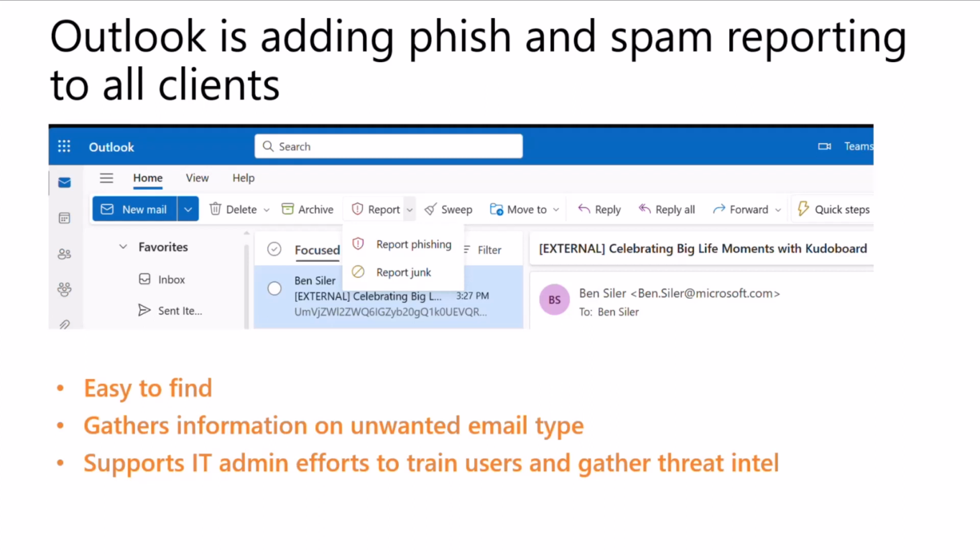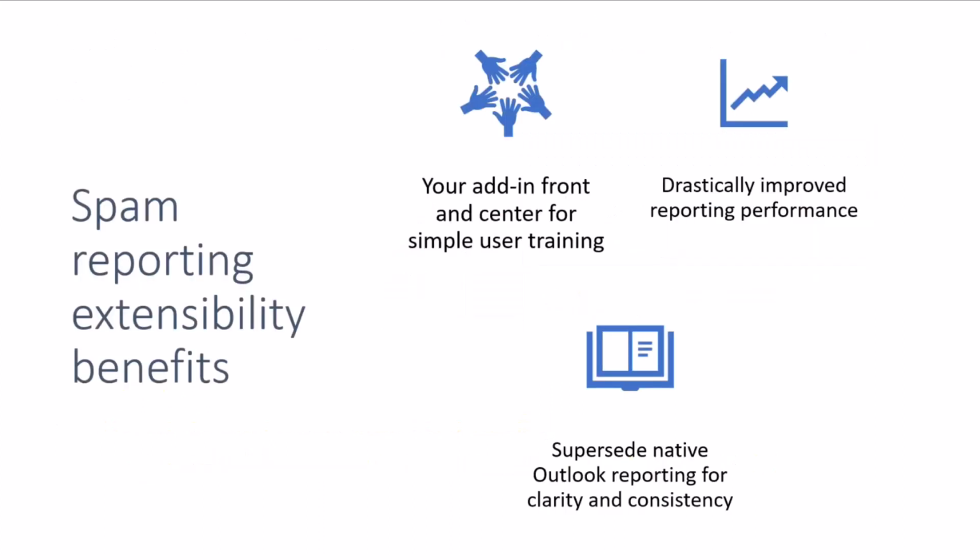However, this is not really a conversation about first-party native features. It's about what we can do for you. So let's talk about what we can do with spam reporting extensibility. The main concept here is that the IT admins are very consistent that they need to train their users, and to do that, they need a UX element that is front and center. So one of the big value adds here is that your add-in is front and center for users to report spam and phishing, similar to the native add-in.